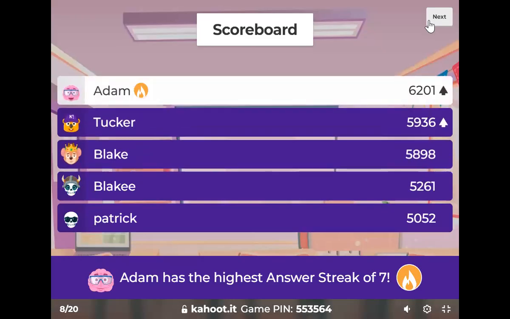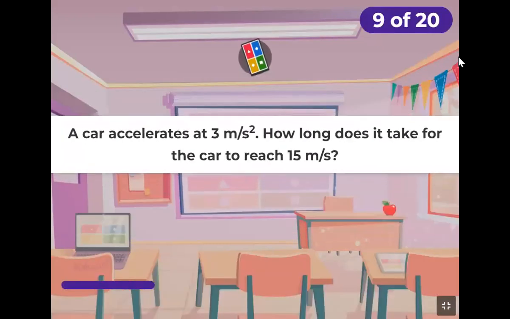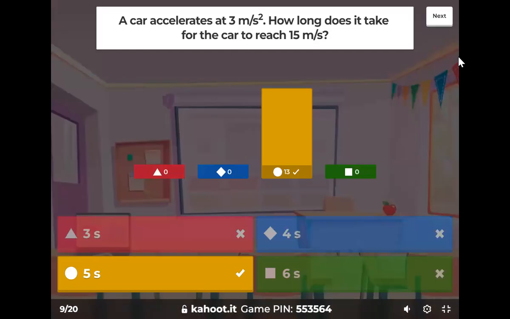Ooh, Adam has caught the fire. It's moved to the top spot. A car accelerates at 3 meters per second squared. How much time to reach 15 meters per second? It starts from rest. Everybody winning. Is 3 times 5 is 15? Okay. So, which kinematic equation? Is that V final equals V naught plus AT? Or just, if you like, V equals AT?